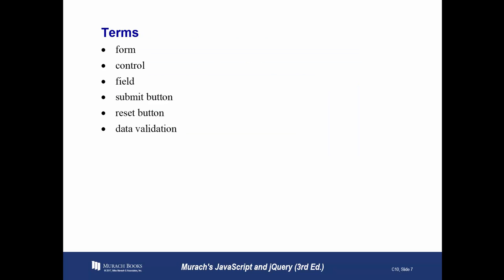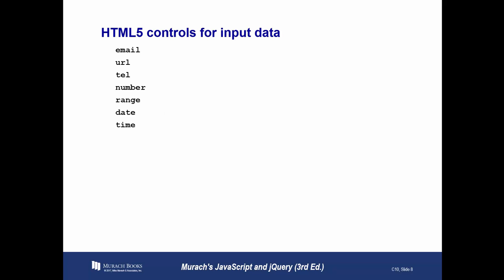So here are some major terms. You should understand what a form is, what a control is, what a field is, what the submit button does, what the reset button does, and what data validation does. Now these are HTML5 controls. So email will actually check to make sure, rather than saying type equal text, when you say type equal email, the system will look on the client side to make sure the email has been formatted correctly.